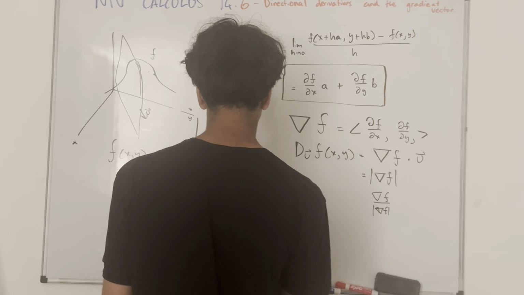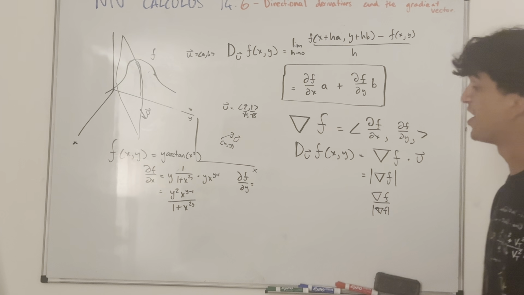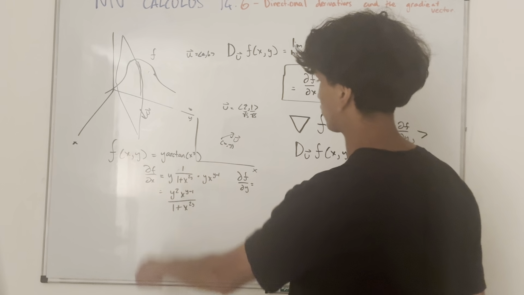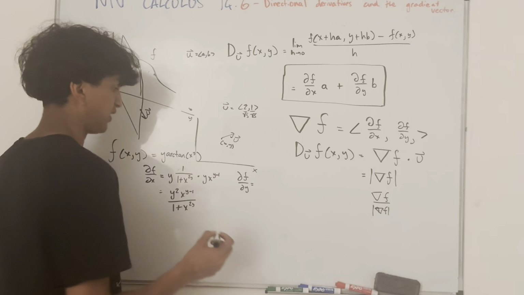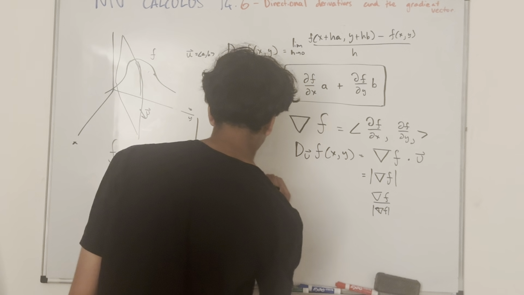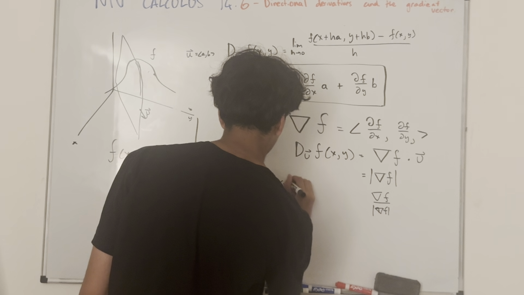Partial f partial y is going to be slightly trickier. Oh, why did I choose this? This is a terrible choice. Okay, it's fine, we're going to roll with it. I'm going to do the product rule. The derivative of y times arctan: the derivative of y with respect to y is just 1, so I just get arctan x to the y.